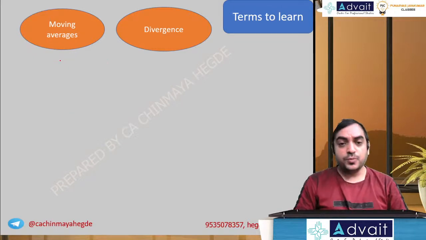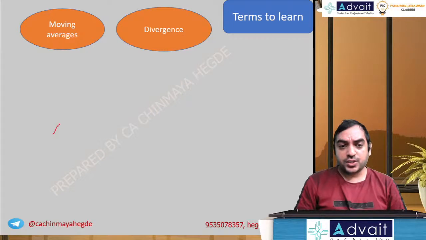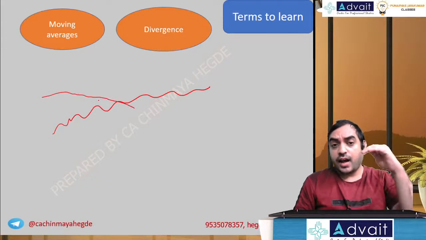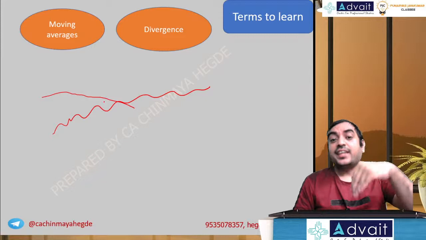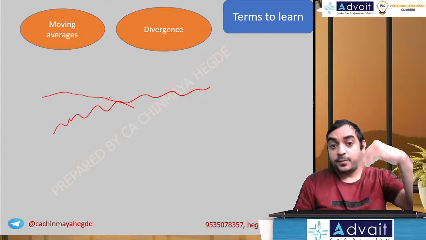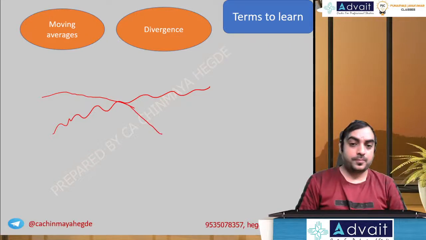Okay, let me tell you the divergence. How do you understand? So the stock price moves like this. If the average somewhere comes like this and cuts this, that is when the average line intersects the regular graph from the top, that means the average is coming down and the market is likely to fall.